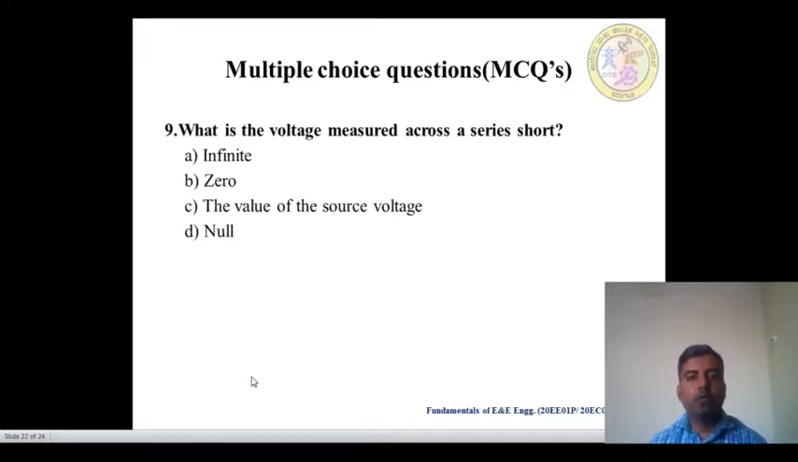So what is the voltage measured across the series short? So options are A, infinite; B, 0; C, the value of the source voltage; D, null. So when a series short occurs, the voltage is always 0. B is the right answer.